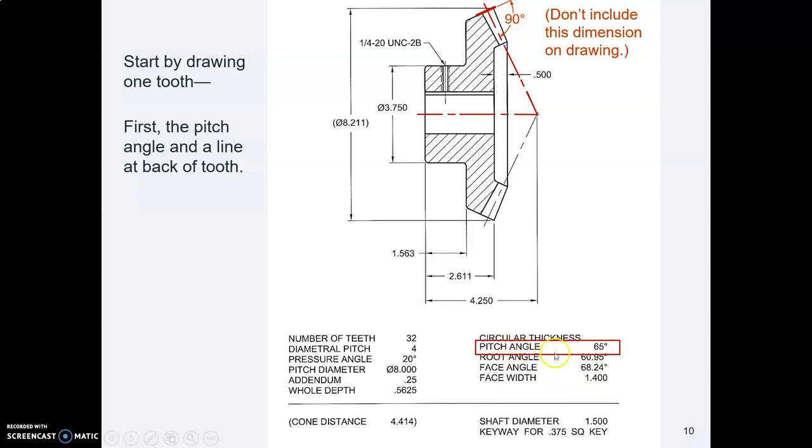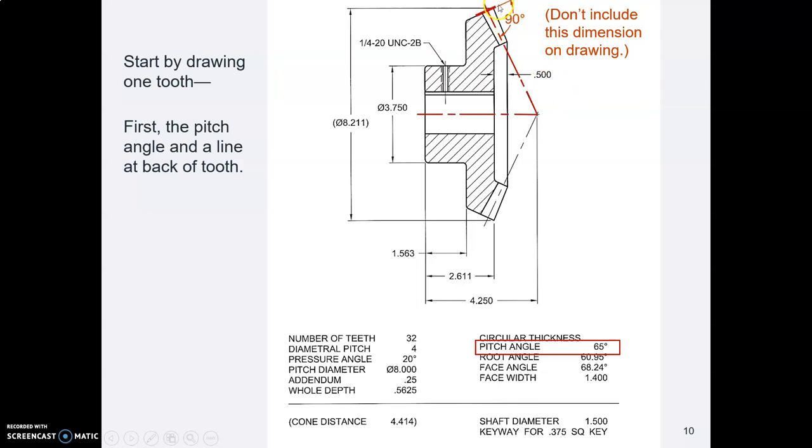Next, draw this pitch angle, and that's from the horizontal center line up to the pitch line that goes through the tooth. That angle is 65 degrees, so draw that pitch line 65 degrees above this center line. May I suggest that after you draw it, you dimension that angle. Get an angle dimension command and just dimension it and make sure that it really is 65 degrees and that you're going the right direction with that angle. Okay, now you've got this horizontal center line and this 65 degree center line.